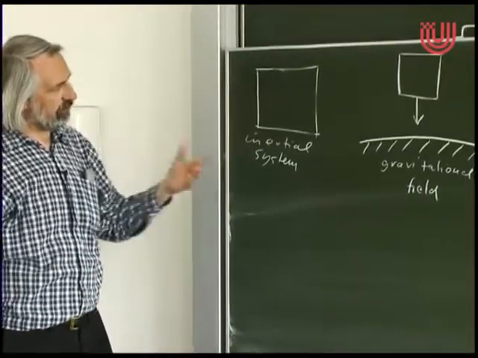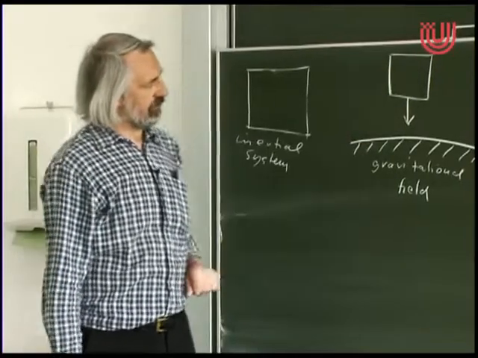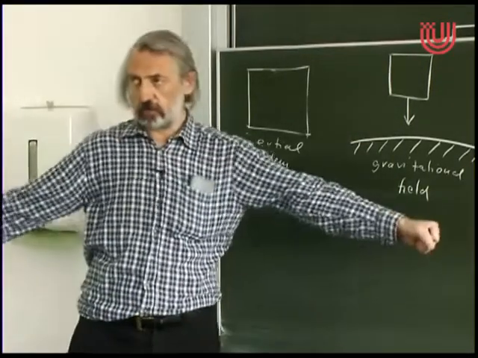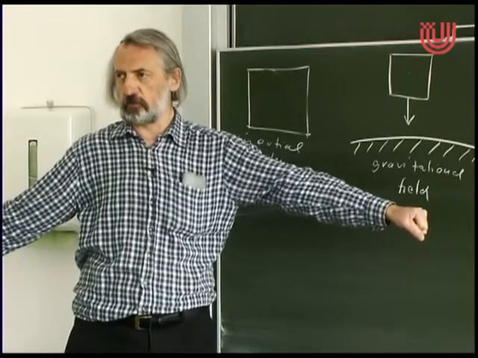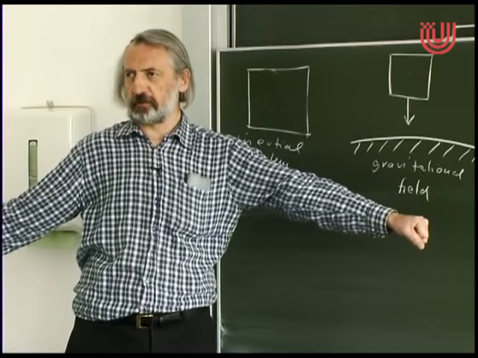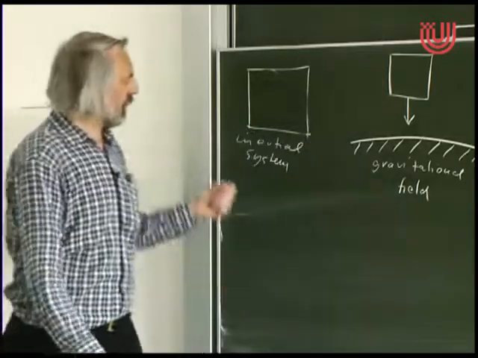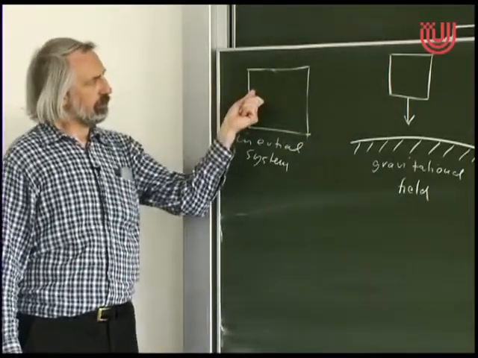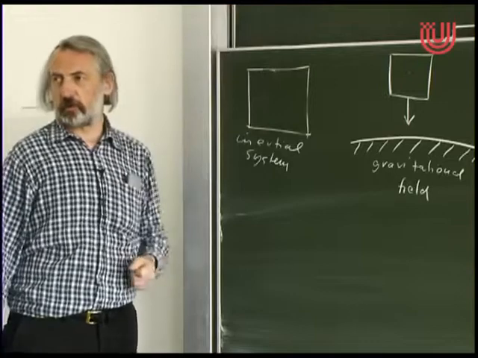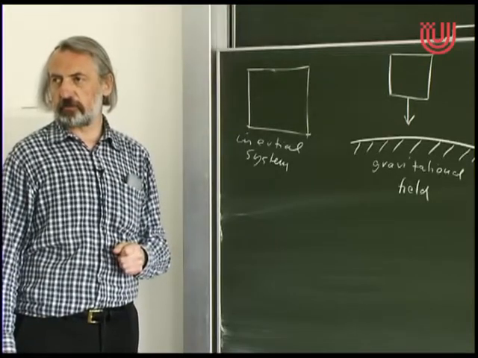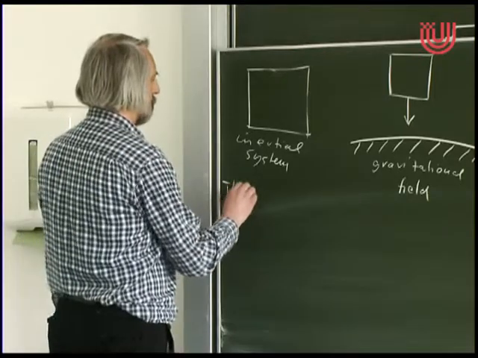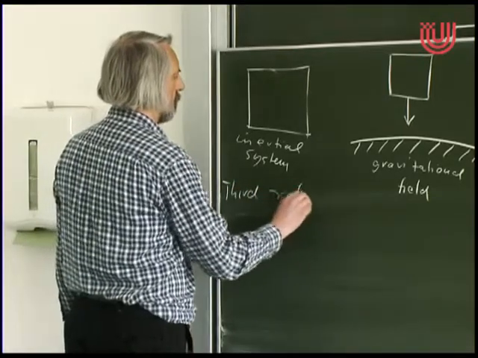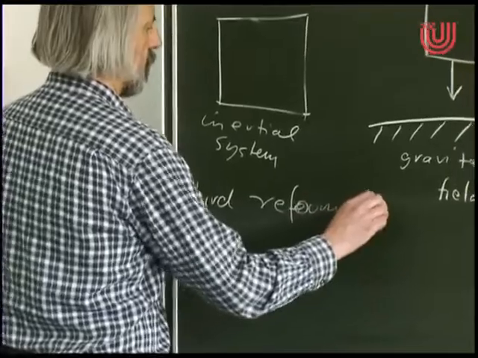So we could also consider the box at rest in the gravitational field. So that's the situation we are in here. This room, fortunately, is at rest relative to the system in which the gravitational field exists. It's not freely falling. And we could mimic this situation by accelerating the box relative to the inertial system. That would also be the same. So the third reformulation is the following, and that's the most instructive.